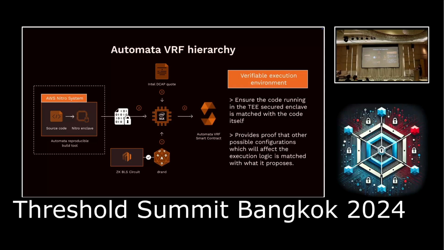So the first one is the verifiable execution environment, and like what I said, it acts as a software attestation to ensure the source code and the binary are running as expected. All the things that affect the execution logic are matched as expected, and we use the AWS reproducible build tool provided by Automata Network to have such a reproducible build via the AWS Nitro Hypervisor.